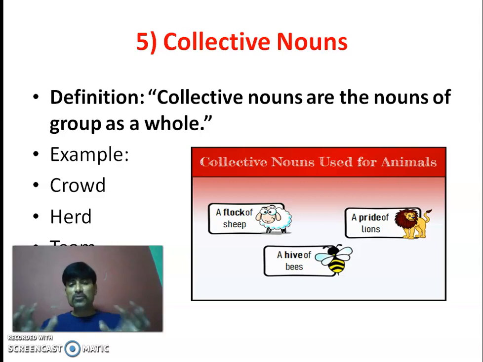Collective noun means a group of maybe animals, a group of maybe things, a group of maybe men, women, bees, anything, birds, flies. So collectively that group is named something, and that name of that particular group is called a collective noun. I have jotted down certain examples like crowd, herd, team, bunch. You can see in the picture also: a flock of sheep, a pride of lions, a hive of bees. These are very important to know from the competitive examination point of view also.